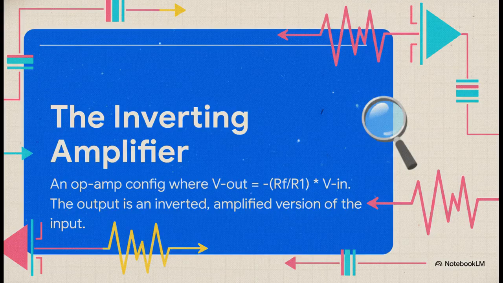Let's just grab one solid example, the inverting amplifier. Its function is beautifully simple, and it's all defined by that one little formula. The output voltage is just the input voltage multiplied by the ratio of two resistors, RF and R1. It's that easy. So if you want to amplify a signal by 10 times, you just make RF 10 times bigger than R1. It's a simple, super predictable, and really powerful way to control your signal strength.